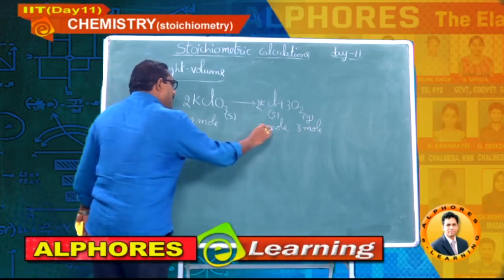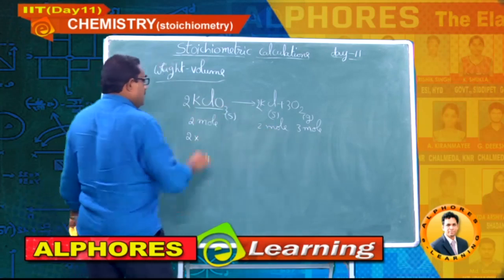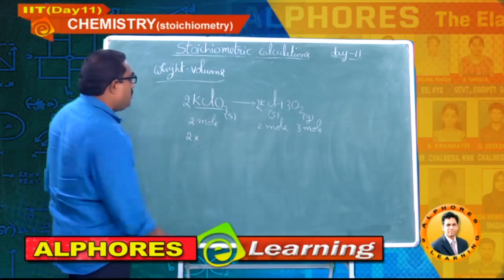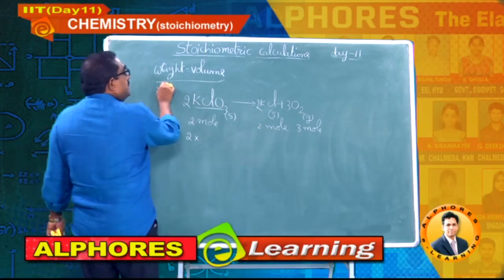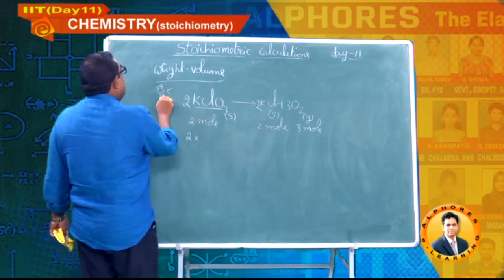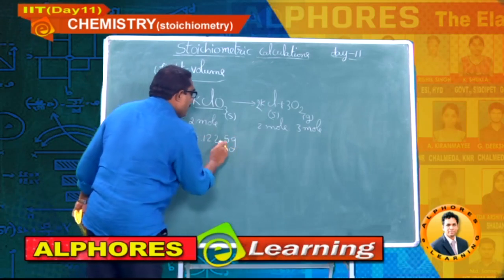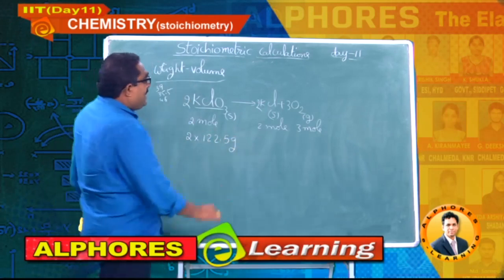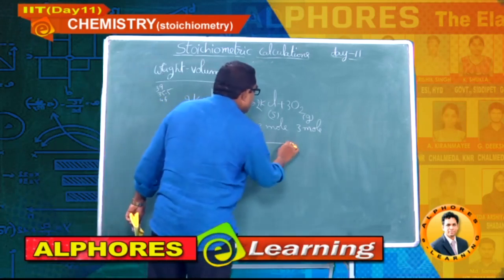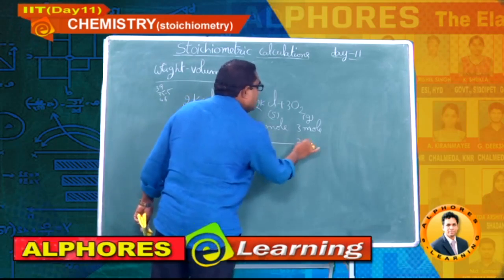The same thing I can write like this. 2 into the molar mass of potassium chlorate. Potassium 39, chlorine 35.5, oxygen 48, that comes around 122.5 grams. It will give 3 moles of oxygen gas.